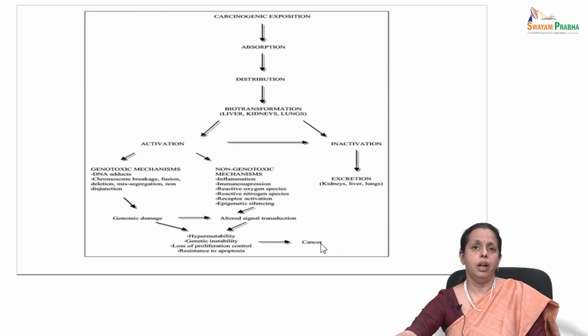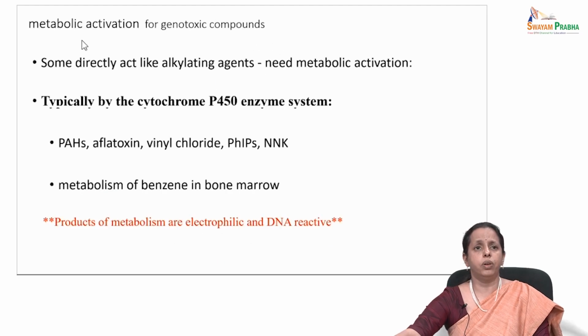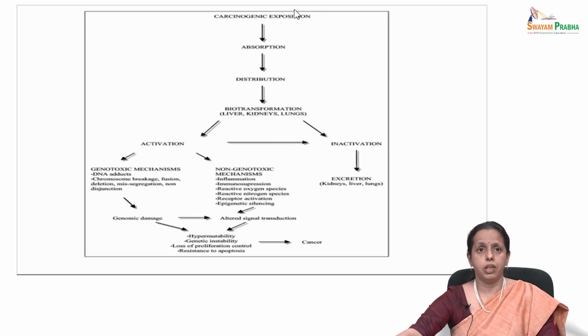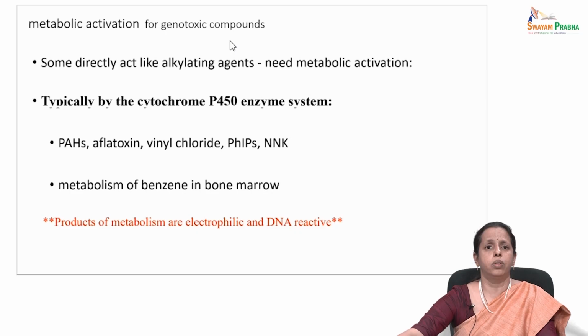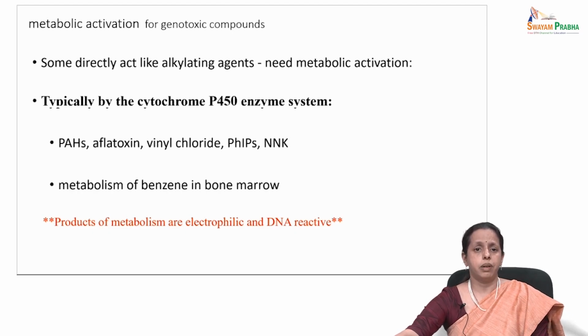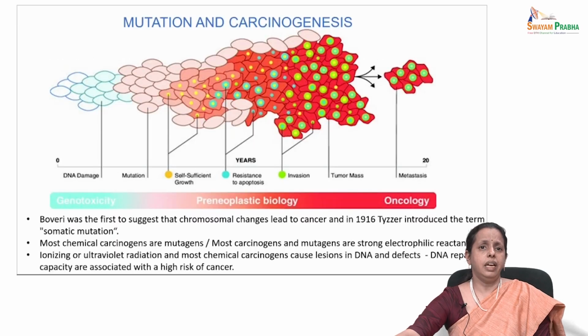This figure is a very good example. Just remember here this particular activation. So, first, after absorption, how does activation happen for genotoxic compounds? Some directly act like alkylating agents. Others need metabolic activation. Usually they go through the cytochrome P450 enzyme system, such as your PAH, aflatoxin, vinyl chloride, PhIP, NNK, and one more example is the metabolism of benzene in bone marrow. As I said before, the products of this metabolism are electrophilic and DNA reactive.